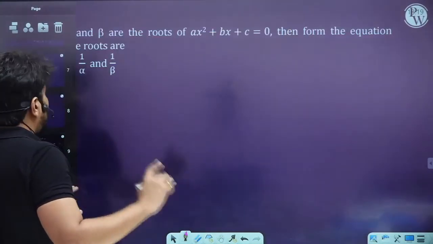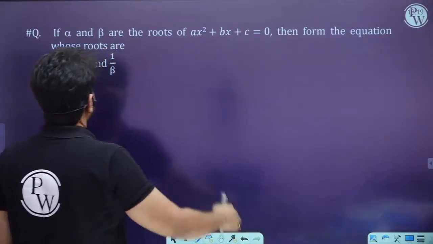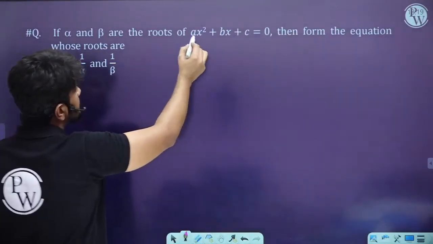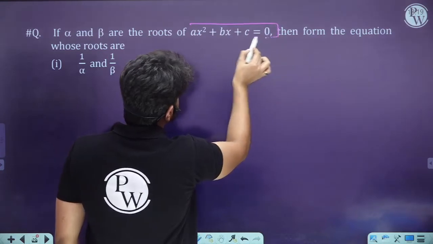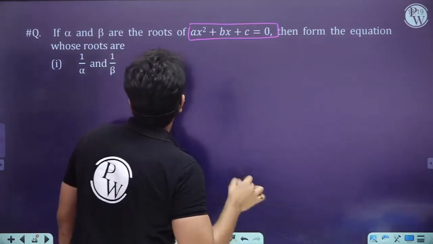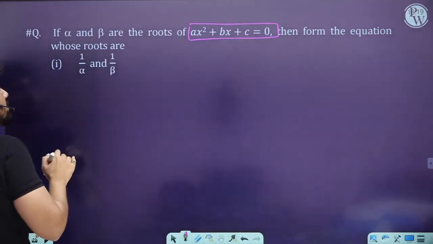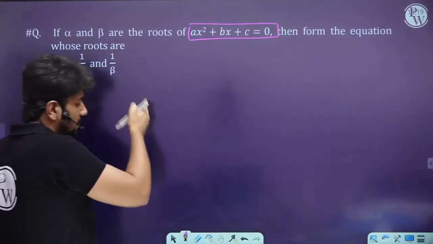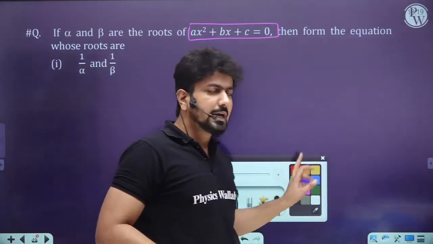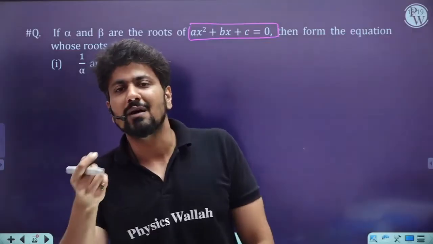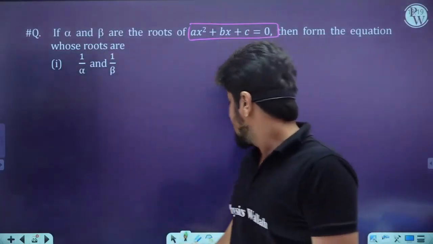Now let's get back to this question. If alpha and beta are the roots of this equation, ax square plus bx plus c is equal to 0, then I have to form an equation whose roots are 1 by alpha and 1 by beta. Okay, the equation whose roots are 1 by alpha and 1 by beta. Very, very important question.